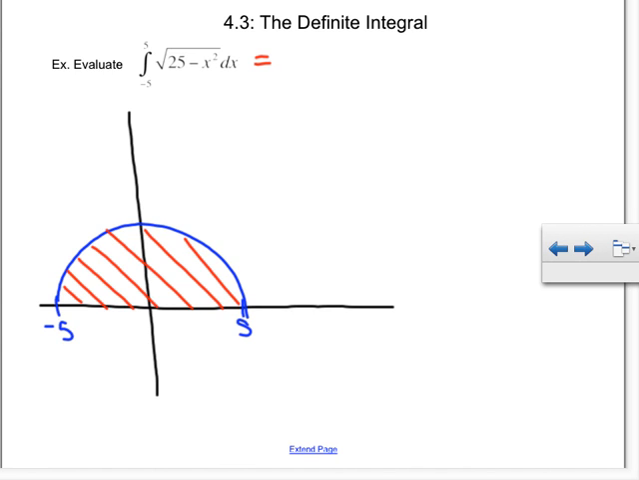Pi times 12.5. How do you find the area of a normal whole circle with radius 5? What's the area of a whole circle with radius 5? That's pi r squared. The area of a whole circle with radius 5 would be 25 pi. This isn't a whole circle though. This is how much of a circle? Half of that. So this should be 25 pi over 2, or 12 and a half times pi.